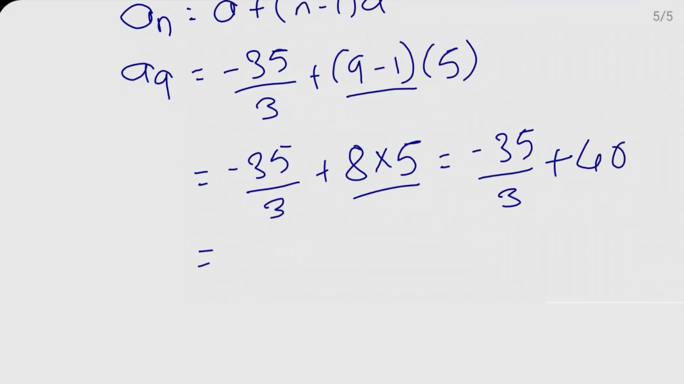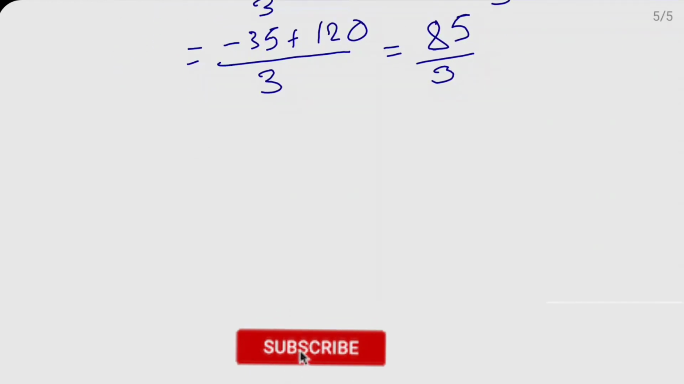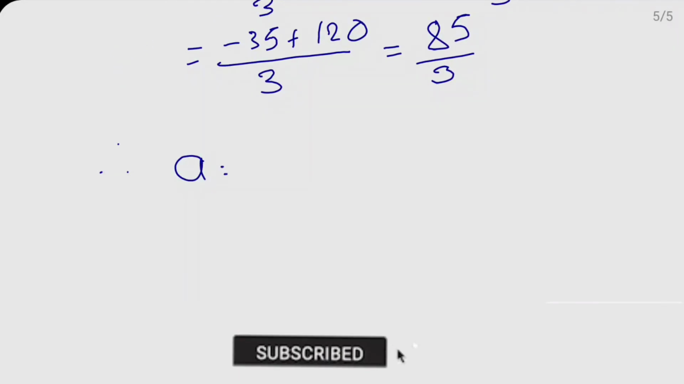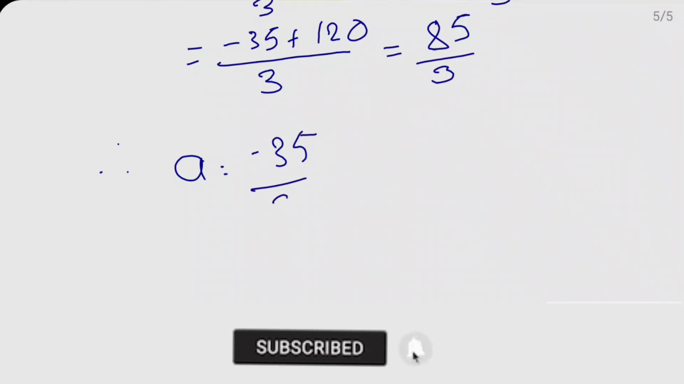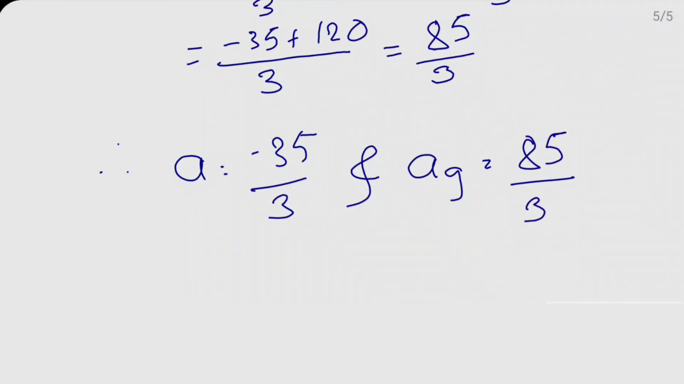And now here take 3 as the LCM. So here multiply by 3. So minus 35 plus 3 into 40 is 120. So here minus 35 plus 120 is 85 divided by 3. So here a9 is 85 by 3. So write down the conclusion here. Therefore a is minus 35 by 3 and a9 is 85 by 3. Is it clear?